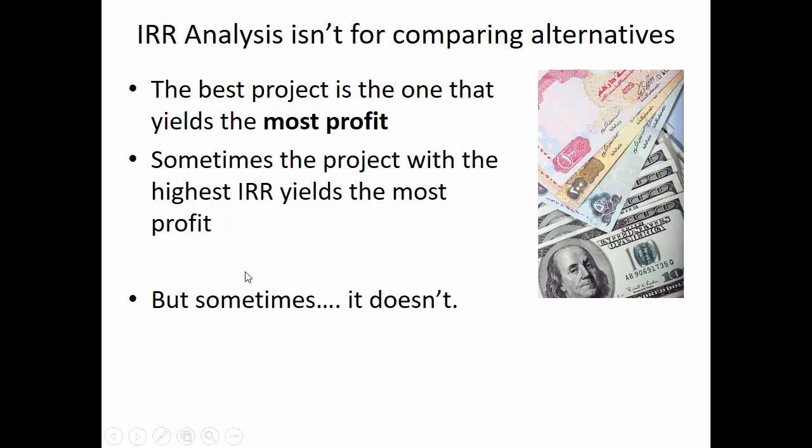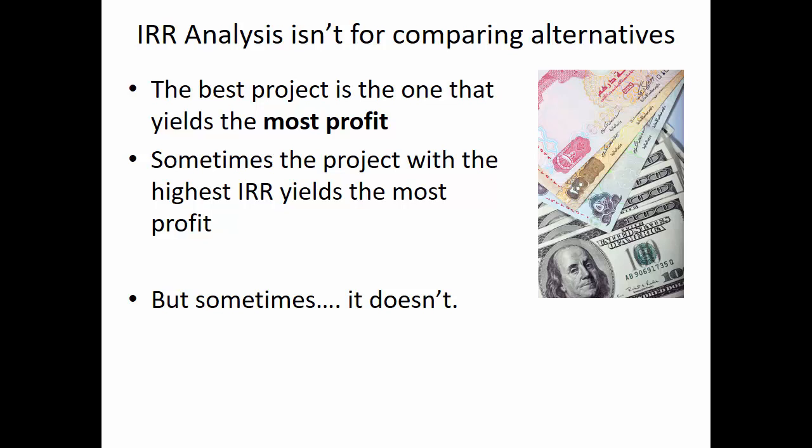That's the overall ground truth decision factor. The illustration we're going to go through now is the fact that sometimes the project that has the highest internal rate of return doesn't yield the most profit. And that's counterintuitive, because you'd think the one with the highest rate of return would also give you the most absolute profits. But remember that a rate of return is a relative measure. It's measuring the profits relative to the original investment.